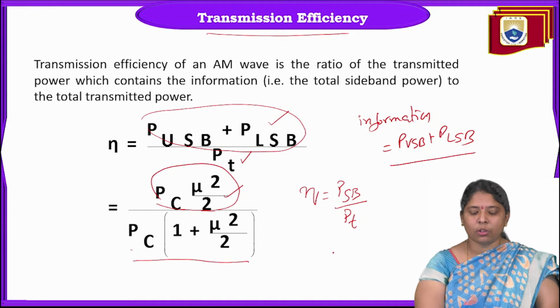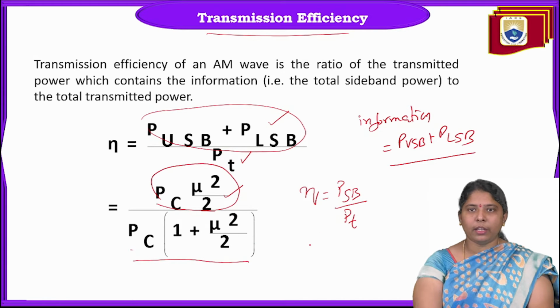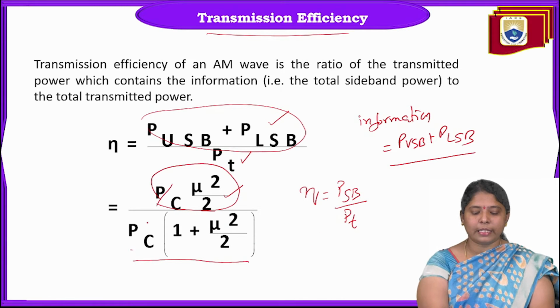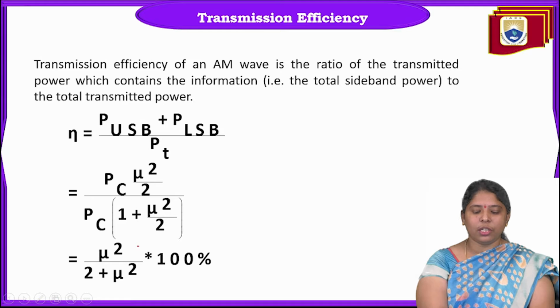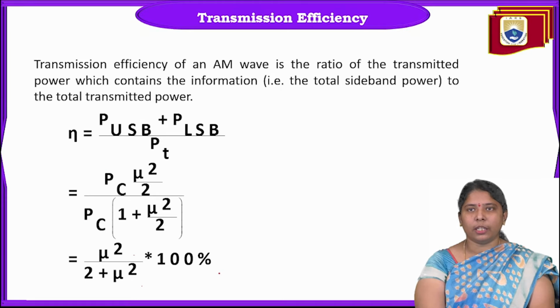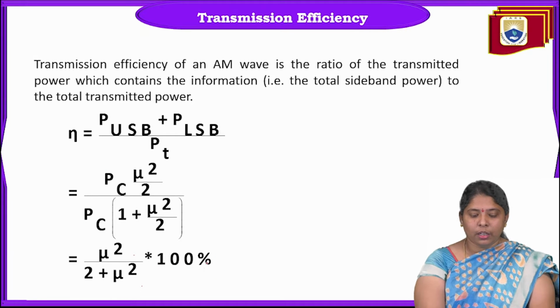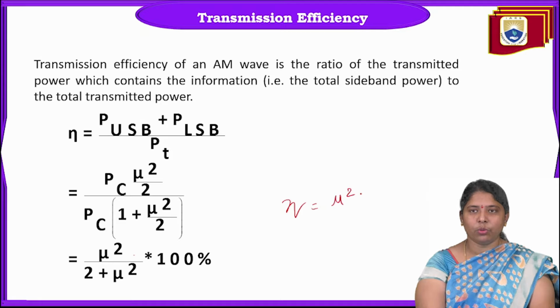Sideband power to the total power. If you simplify this equation, the Pc terms cancel each other and the efficiency is going to be mu square by 2 plus mu square into 100%. We will denote this transmission efficiency in terms of percentages. So the efficiency formula, eta, is mu square by 2 plus mu square into 100%.